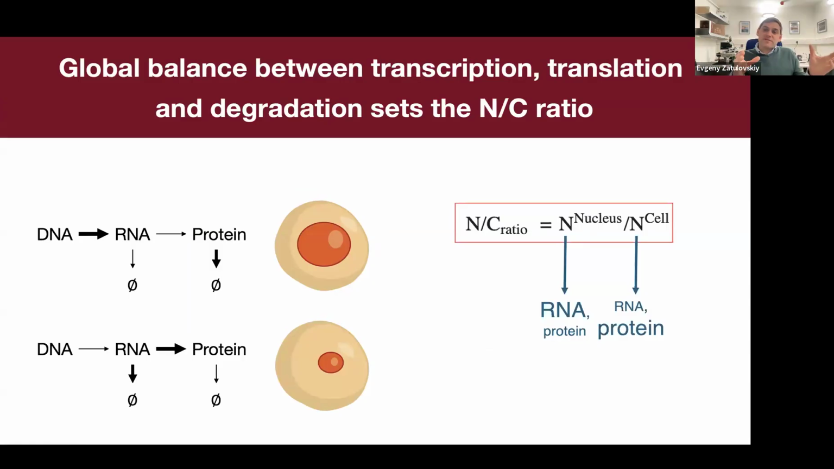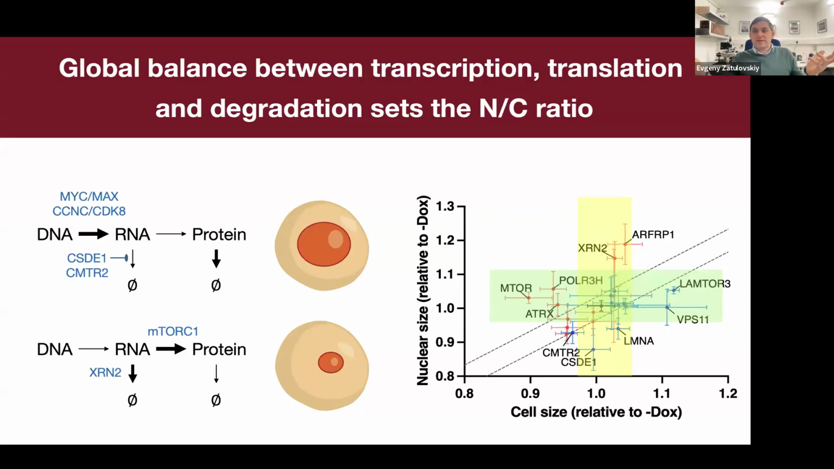Because different cells have different rates of translation, transcription, and different protein stabilities. And if we imagine a cell type which has a high transcription rate, but relatively low translation rate or high degradation, then those cells would have a larger NC ratio. And vice versa, if you have less transcription but more translation, you would have a bigger cytoplasm and smaller nucleus.